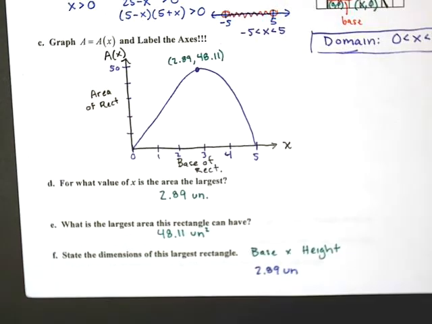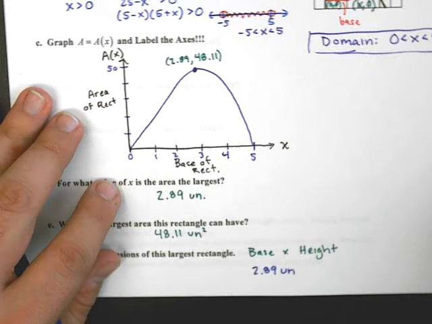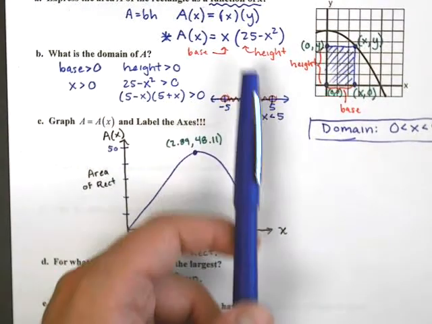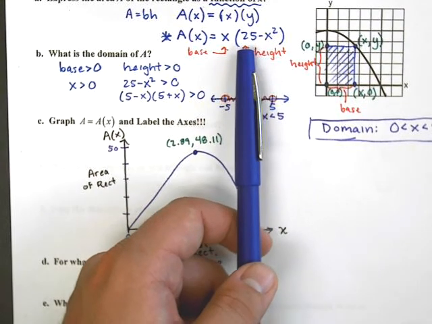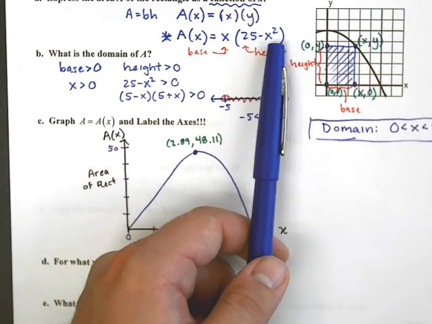This is the tricky part, okay? And no, I shouldn't even say tricky. You just have to think a little bit outside the box. We have to go back up, and we have to realize that we know the height is going to be 25 minus x squared, right? That's what we wrote. We know the height is going to be 25 minus x squared.